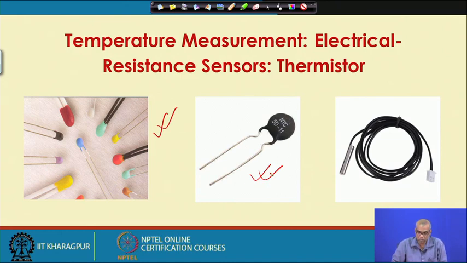Now, very much similar to RTD, like you have seen in our previous class, an RTD is nothing but a resistance element. It may be a wire or it may be a thin film. So, essentially it is a wire or a thin film which works as a resistance element. Exactly similar to this, we also have thermistor, which is nothing but a resistance element.